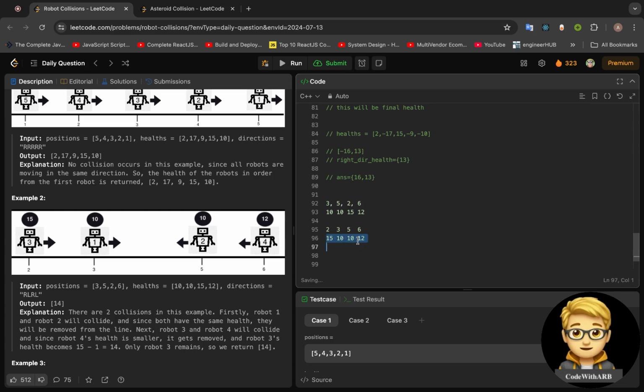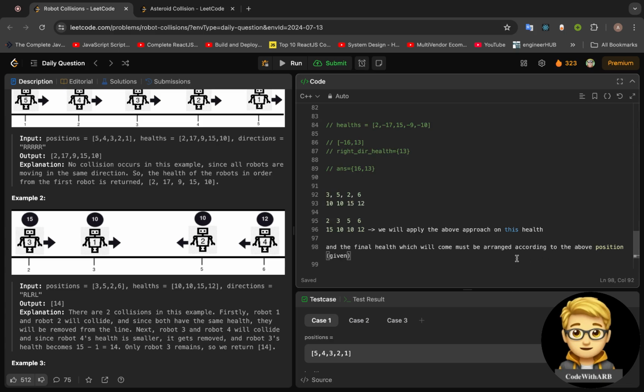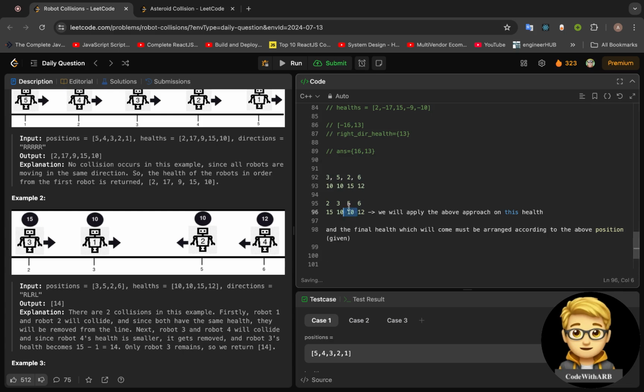So this is now the order of the health of the robots, and we will act on this. We will apply the above approach on this health, right, not on the original one. The final health which comes must be arranged according to the above positions, at the starting positions which are given, right. We will store all the health according to the given positions.